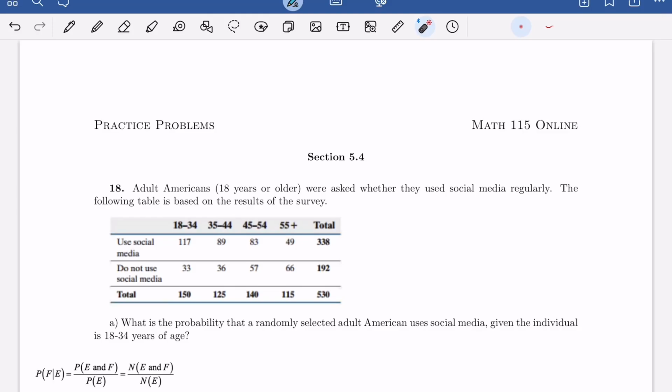In this video, we're going to go over some practice problems from our textbook from chapters 5 and 6, starting with section 5.4 here. So this section is on conditional probability and the general multiplication rule. So let's get started with question 18 here.